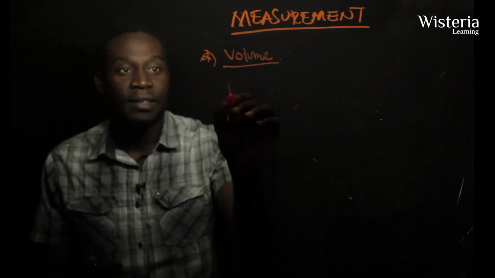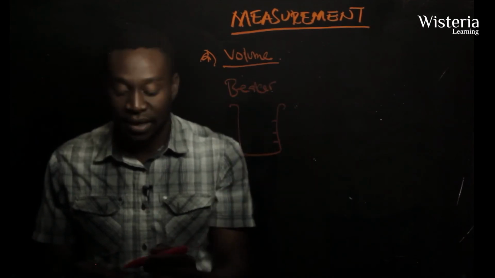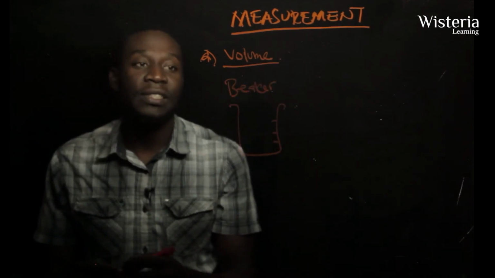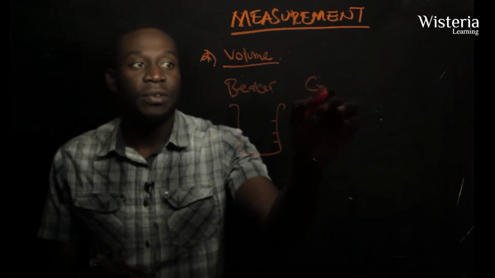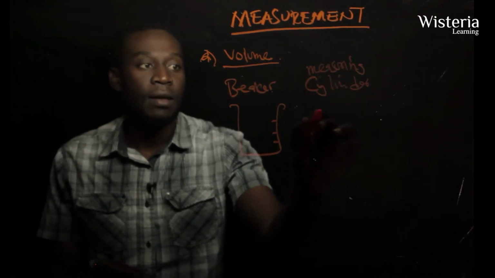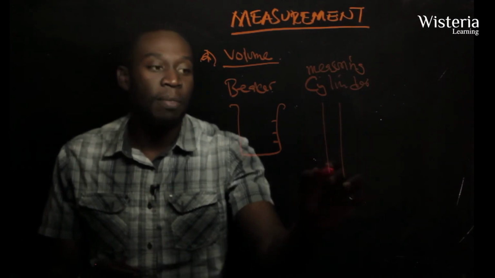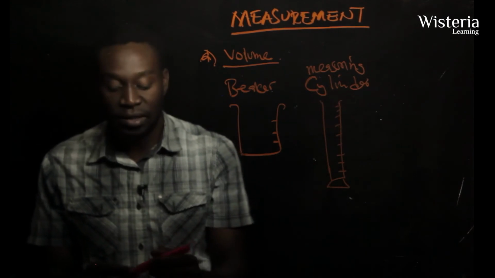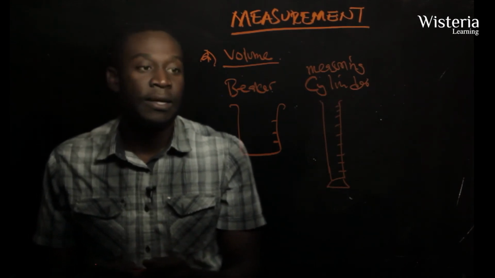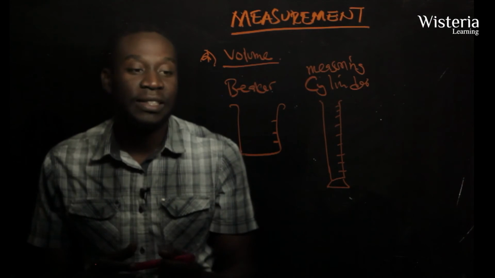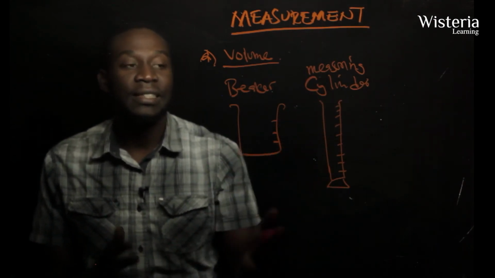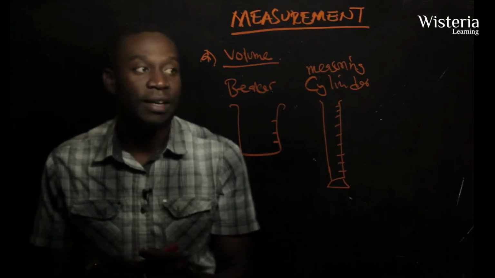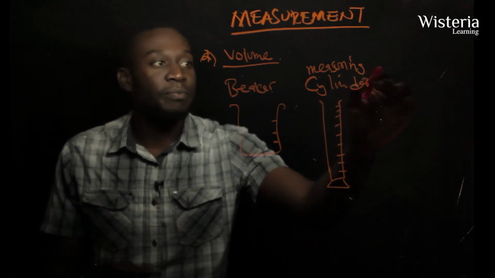We have a beaker. The beaker is important because we use it to estimate the amount of a solution. We have also a measuring cylinder. A measuring cylinder is also used to estimate the amount of a solution. The beaker we use to estimate, and the measuring cylinder we use to estimate, but the measuring cylinder is more accurate than a beaker. Then you have got a burette.